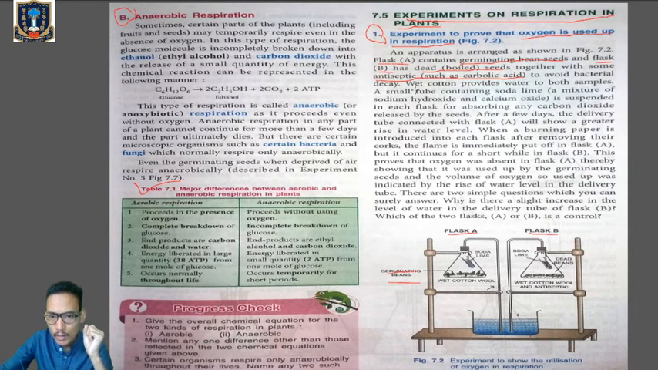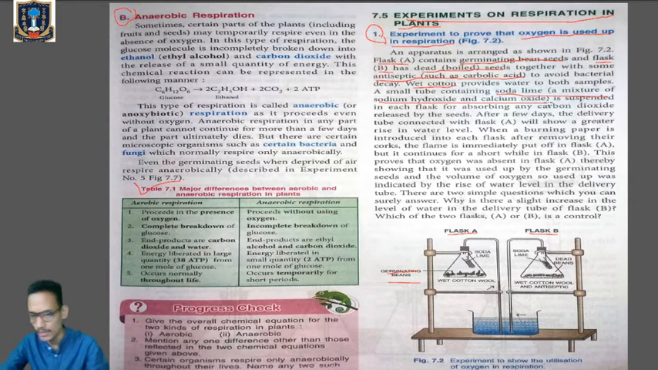Clear? Then we require the wet cotton. Then we require soda lime, which is a mixture of sodium hydroxide and calcium oxide. All the uses of these things we will discuss when we go through the experiment. So these are the requirements which we need. Then we also require a test tube containing soda lime. So first of all, now the procedure.